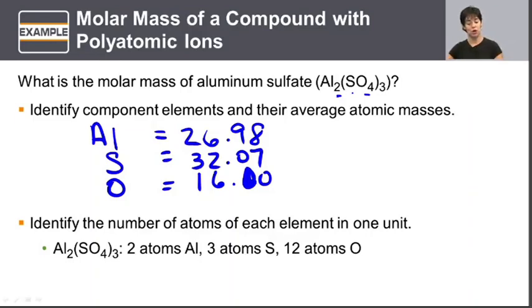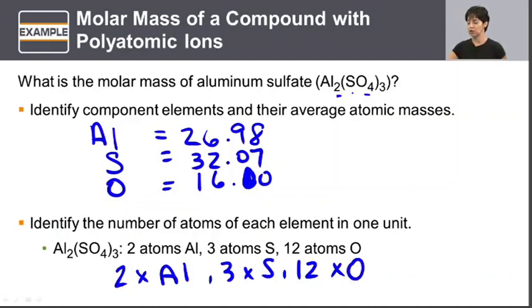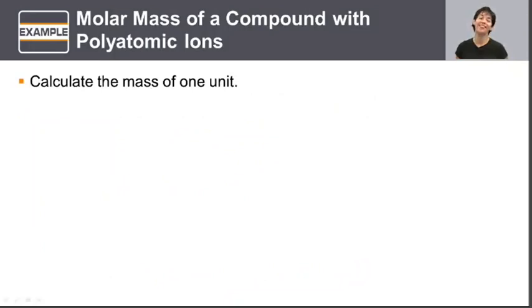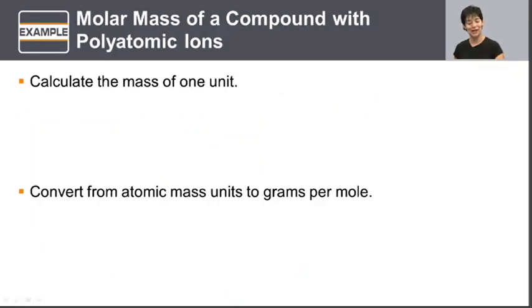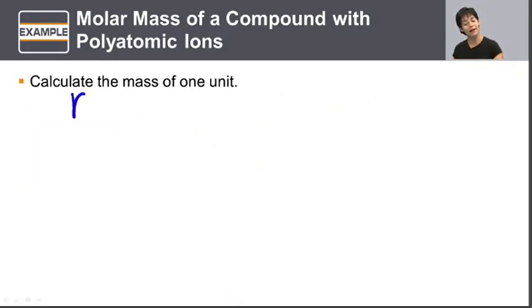There it is. 2 times aluminium, 3 times sulfur, and 12 times oxygen. What's next? That's right, you guessed it. Let's do the math. So, in our aluminium, we have times 2. 2 times aluminium gives us 53.96.